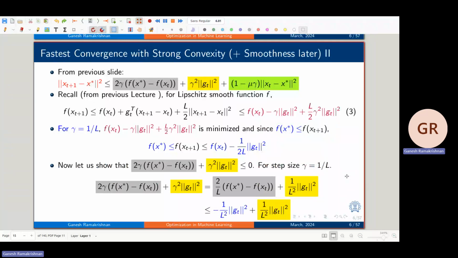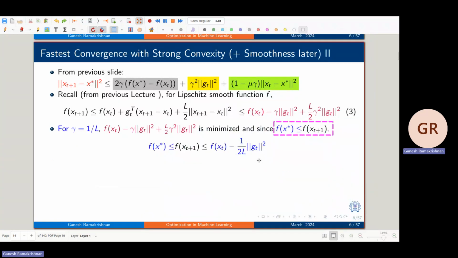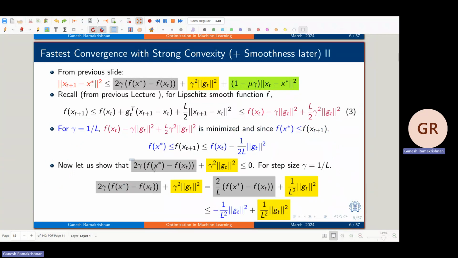So what I'll do is this: 2 gamma f of x star minus f of xt plus gamma square norm gt square, right? This term, I'll try and show that it's less than or equal to 0. This was the same term that came up in the telescopic summing. I again remind you, 2 gamma f of x star minus f of xt plus gamma square norm gt square. This scary term, now I'm trying to show that it is less than or equal to 0.